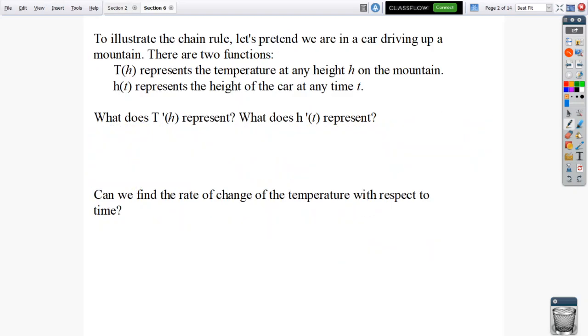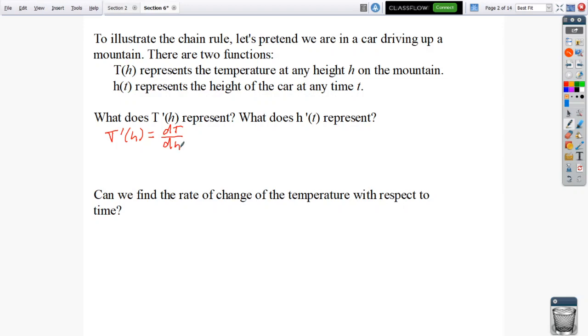Here's one of the best ways that I can think of to explain an illustration of the chain rule. If we're driving up a mountain in a car, there are going to be two functions. One of these functions is going to be the temperature at any height on the mountain. The other function is going to be the height of the car at any time. T prime of h is going to be the rate of change of the temperature with respect to the height. So in this case, T prime of h would be equal to dT dh.